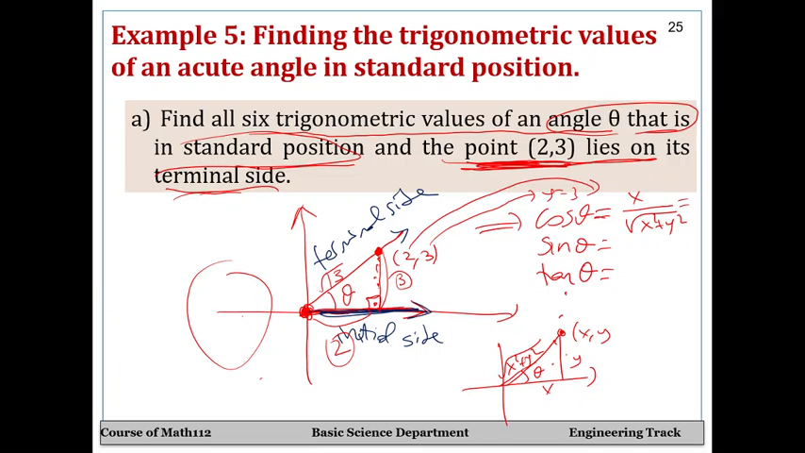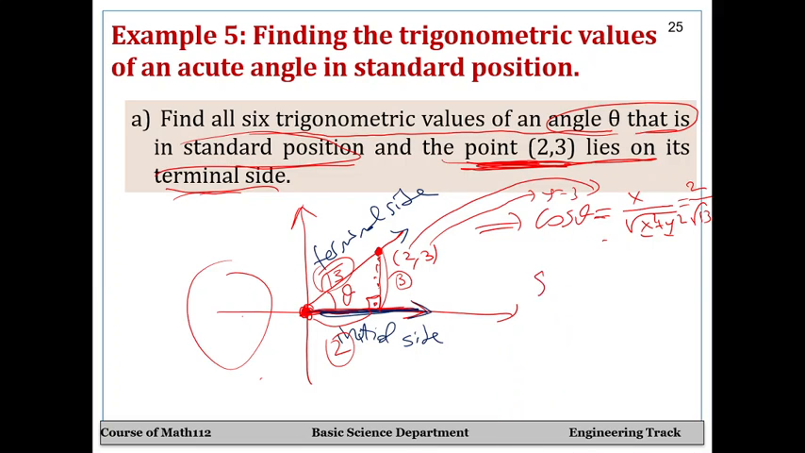And then you can write here 2 over square root 13. So if you put 2 and 3 here, you will get this one. And in the same way, what is sine theta? Sine theta is y over square root of x squared plus y squared. So here our x is 2, and I know y is 3, and then we can put them here, 3 over square root 13. If you put 2 and 3, you will see.